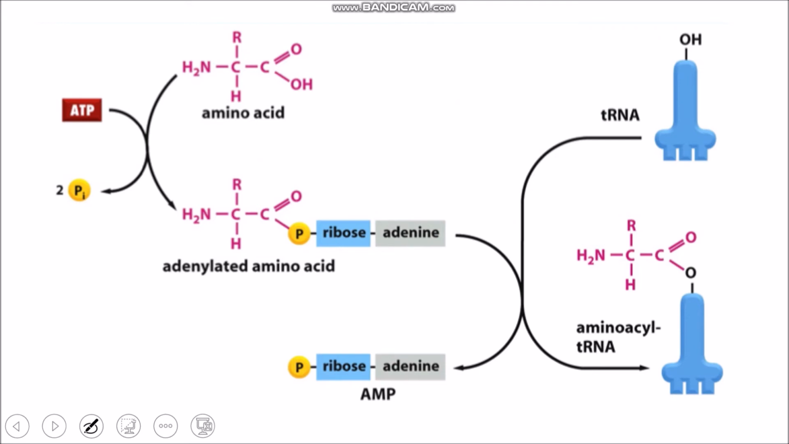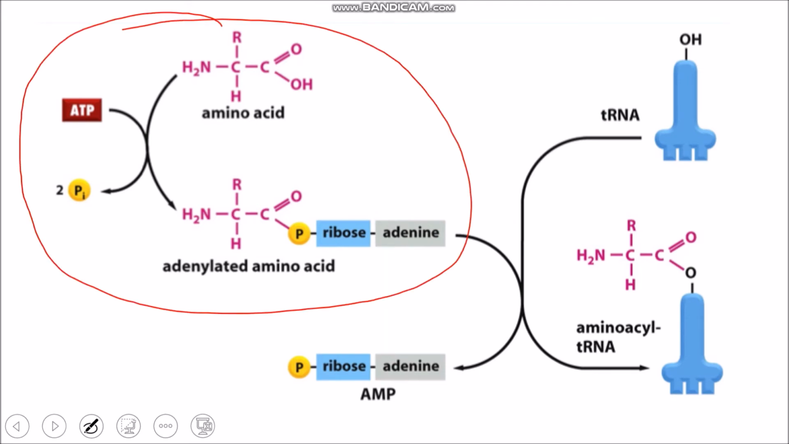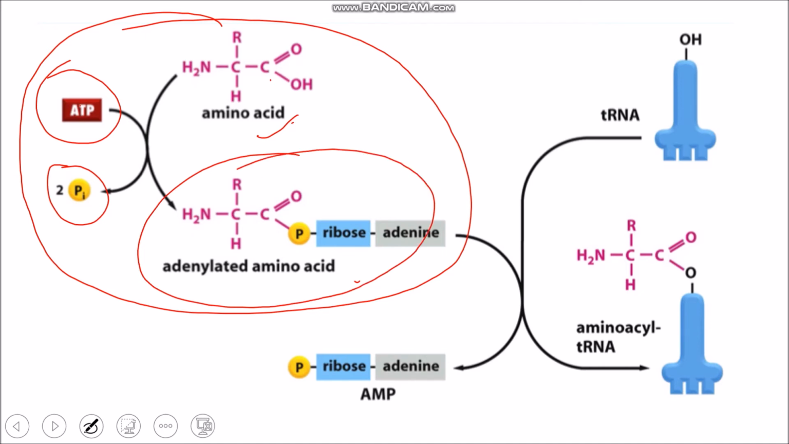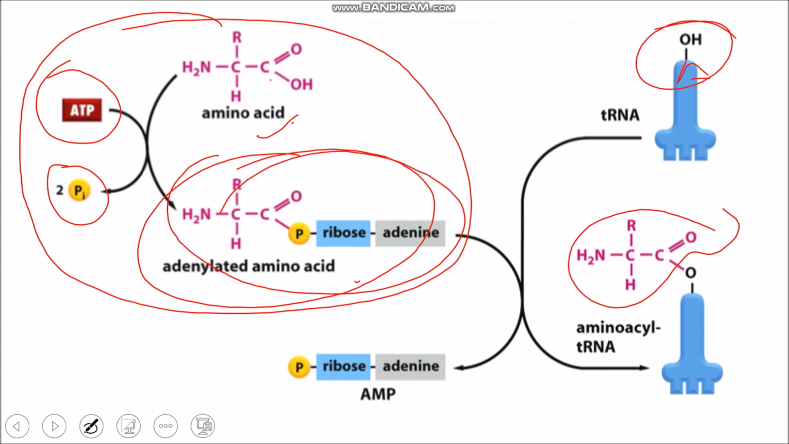In the first step, one amino acid, you can call it any amino acid, reacts with ATP. ATP means AMP plus PP, pyrophosphate. The pyrophosphate goes, so the remainder is AMP. This AMP combines with the amino acid and gives you the adenylated amino acid. In the second reaction, this is CCA, and A has an OH. This reacts with this OH. Ultimately the amino acid is transferred to this O, and AMP is free. So these are the reactions.